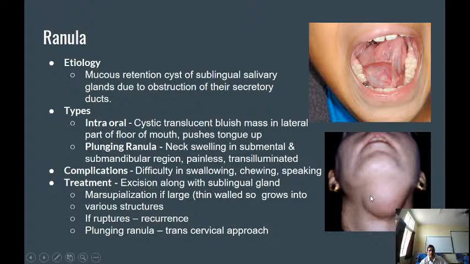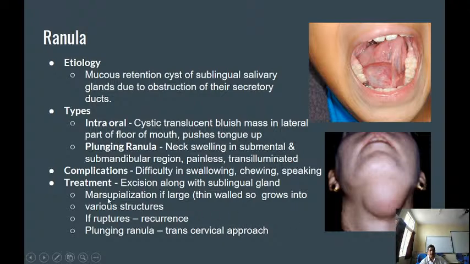Now this may produce complications like difficulty in swallowing, and when they get infected, they may give rise to abscess. So the treatment is excision along with the sublingual gland. If it's a plunging ranula, you have to approach this from the neck and remove the entire sublingual gland along with this cyst. That is the treatment of choice.